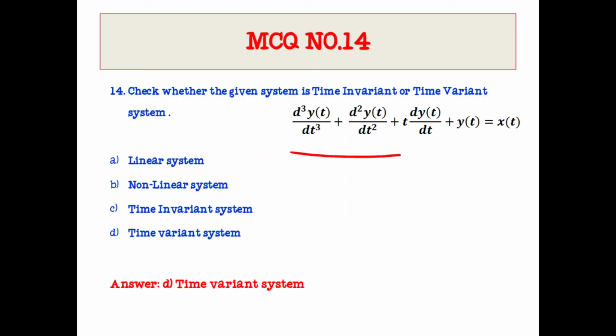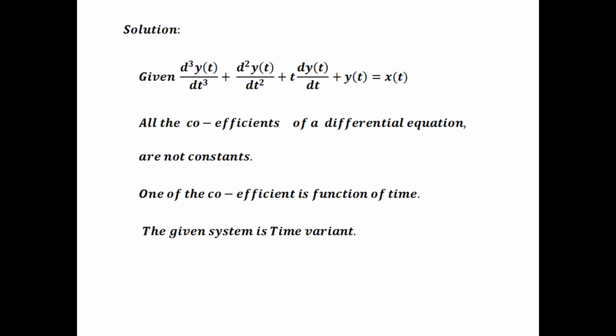Coefficients are constant. So the given system is a time invariant system. Here another expression is given. Let us see the coefficients. 1, 1. Here it is t. 1, 1. So one of the coefficients is a function of time. The given system is a time variant system.